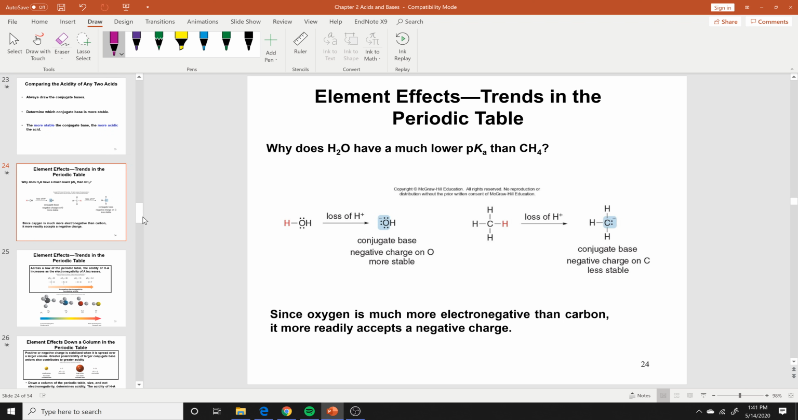Let's have an example. So what do we have here? We have water. I am asking, which one would be a stronger acid? Is it water or CH4?